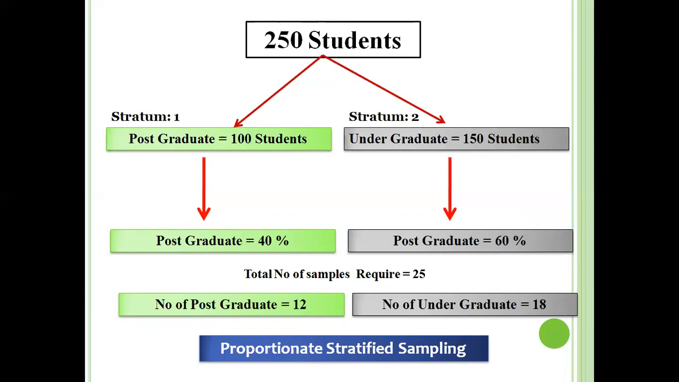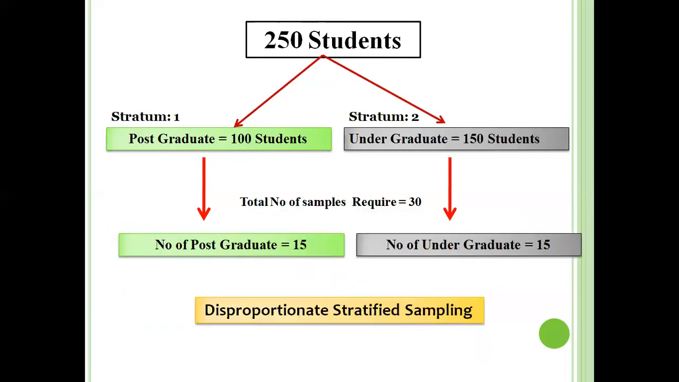So what you'll find here is that the size of the sample which is randomly collected from each strata here is proportional to the size of the population. So this is what is called proportionate stratified sampling.